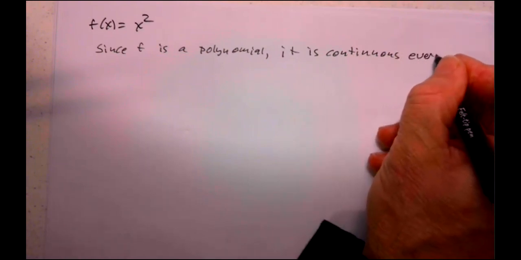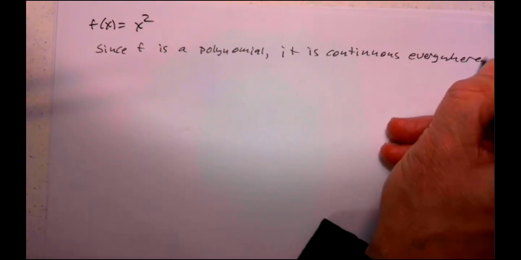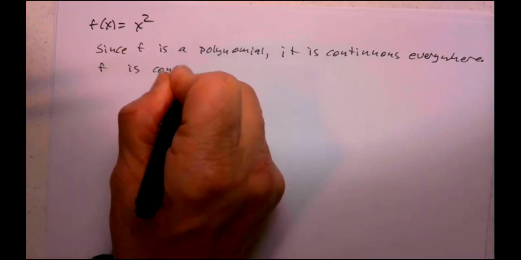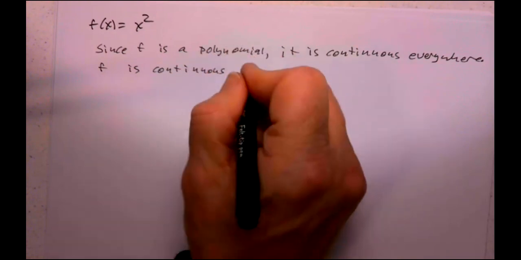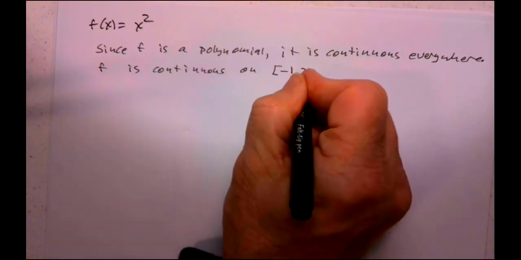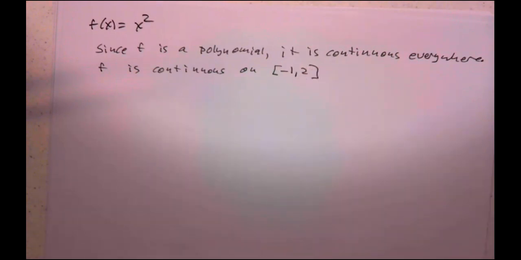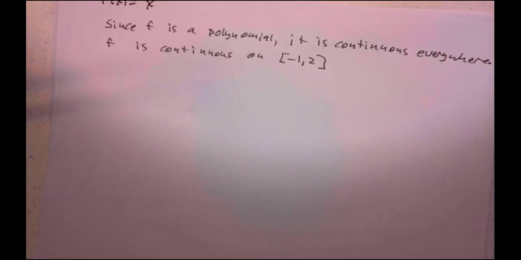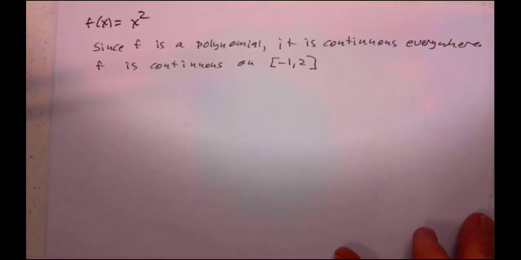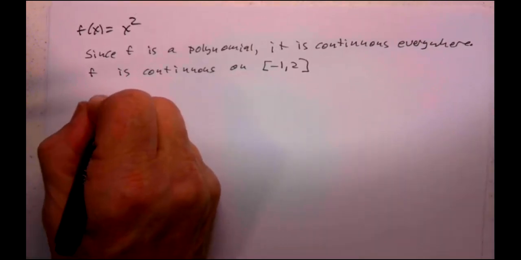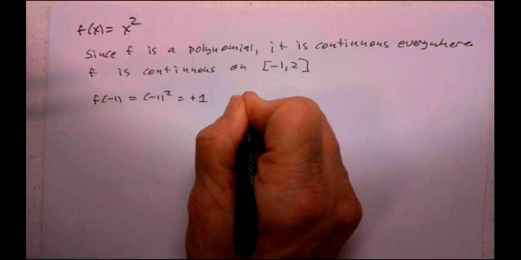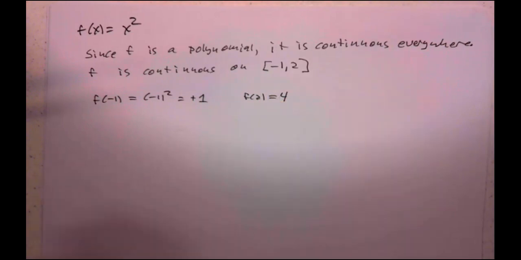So if that's the case, it's certainly continuous on any closed interval that I give it. So for sure, f is continuous on the interval from -1 to 2. And again, here is our rule, right? If f is continuous on the closed interval and z is any number between f of a and f of b. So our a here is -1 and our b here is 2. So what am I going to say about that? Well, let's just go ahead and get those values first. f of -1 is -1 squared, which is +1. And f of 2 is 4.